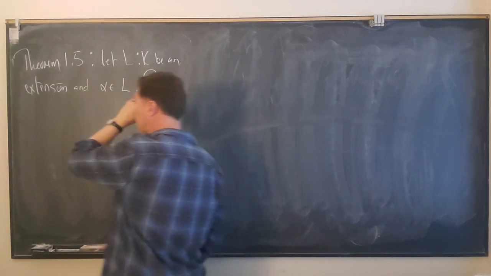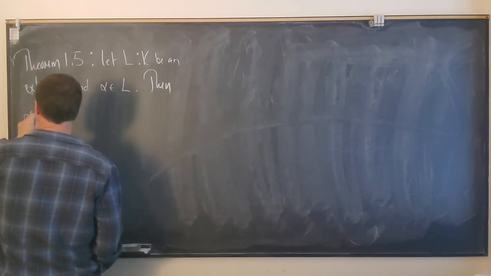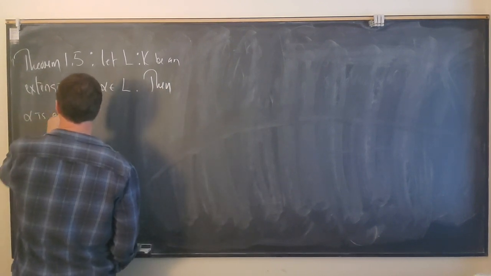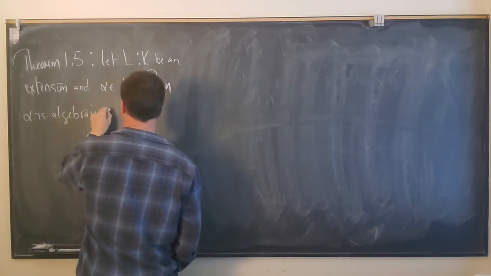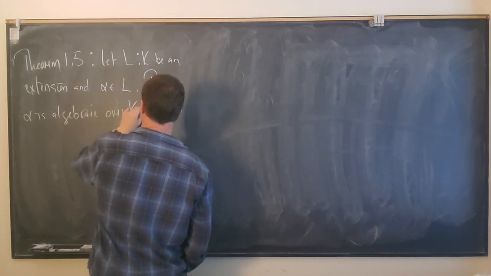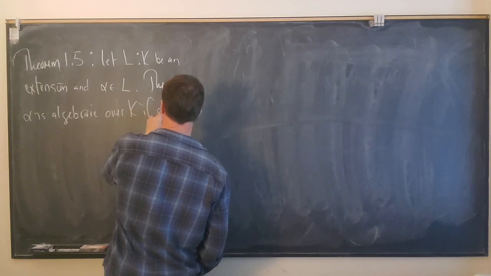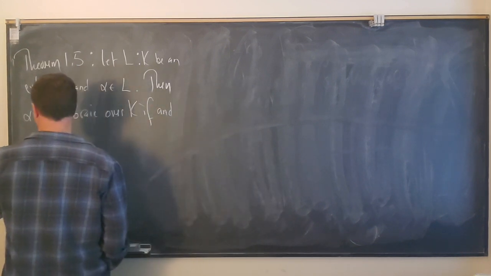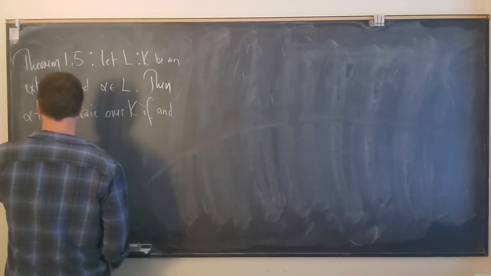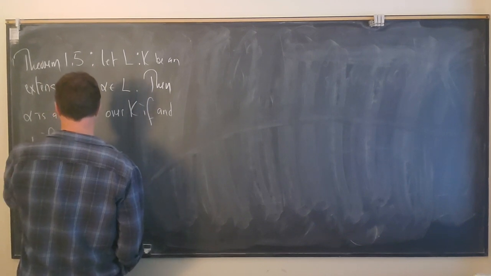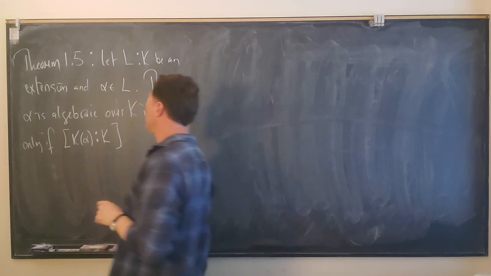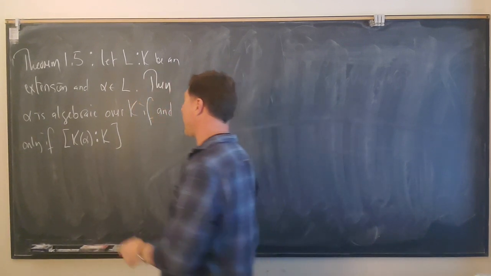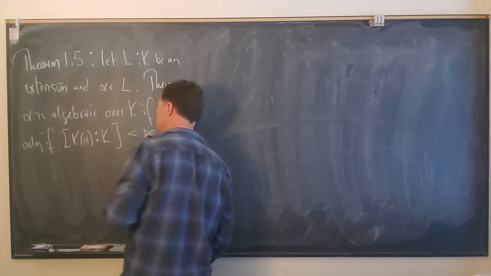So then alpha is algebraic over K if and only if the degree of the extension K adjoint alpha over K is finite.